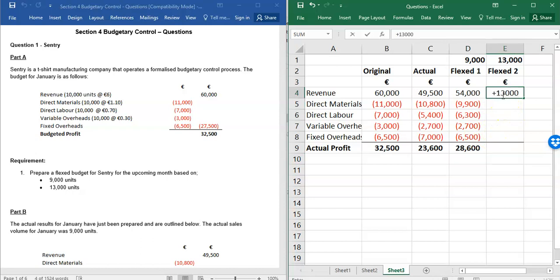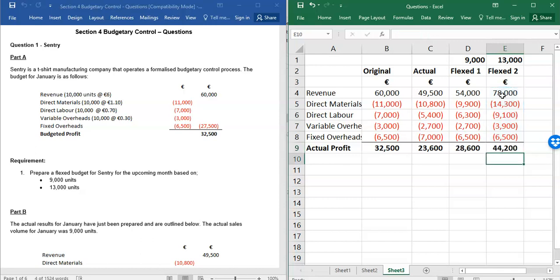We're assuming the same sales price per unit, 6. Direct materials will be 13,000 times 1.1. Your direct labour will be 13,000 times 0.7. Your variable overhead will be 13,000 times 0.3. And remember now, your fixed overhead will not change. So your profit then will be higher because you're selling more units.